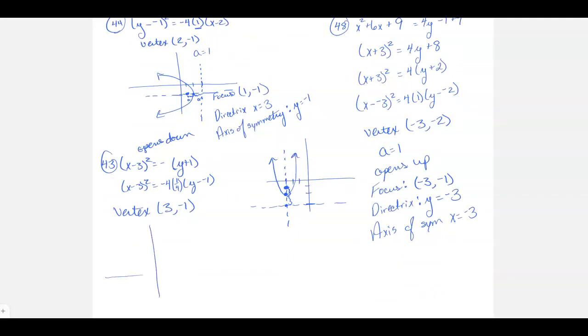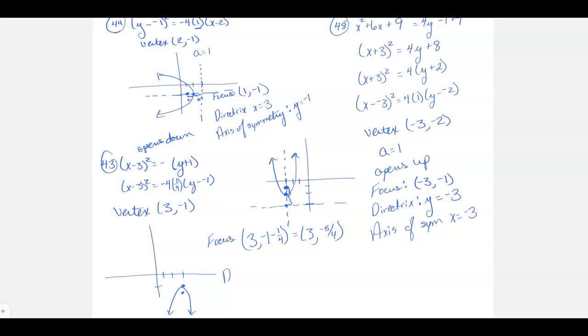So let's draw a picture of what's going on. We're over here at (3, -1), and it opens down, so it's going to look like this. The focus has to live inside here. So we're going to move down 1/4 of a unit. So we're going to take -1 minus 1/4 to move down. That's going to be at (3, -5/4).